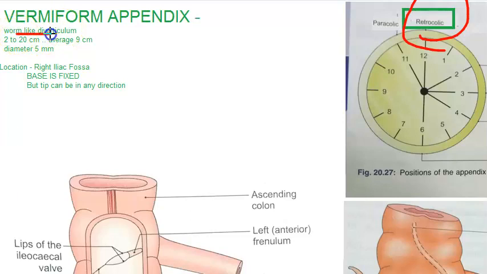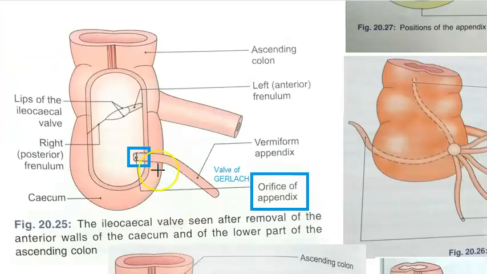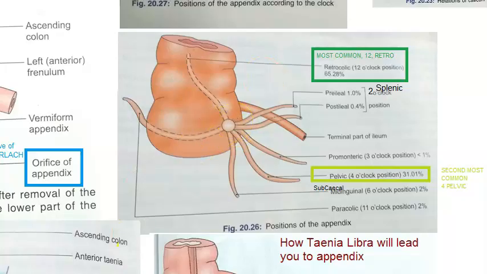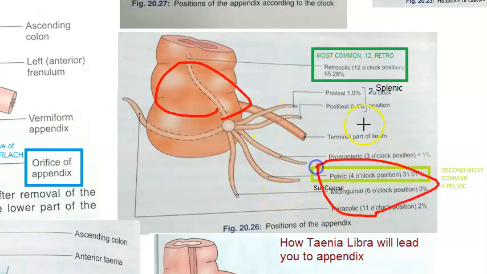It's a worm-like diverticulum, the vermiform appendix. There is some valve of Gerlach. This is the mesoappendix, attached to the appendix. The most common position is retrocolic, behind, and the next most common is pelvic. The 12 o'clock position is most common, and the 4 o'clock position is second most common.